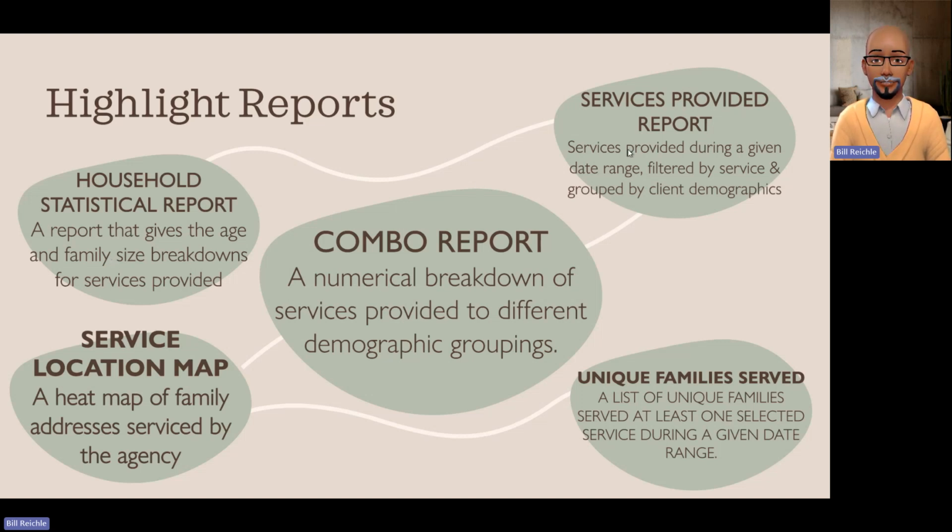Number 3, the services provided report, giving a date range and filtered by services and grouped by client demographics, showing actual clients who were served. Number 4, the service location map, is a heat map of family addresses serviced by an agency. And number 5, unique families served, a list of unique families that were served at least once during a given date range.